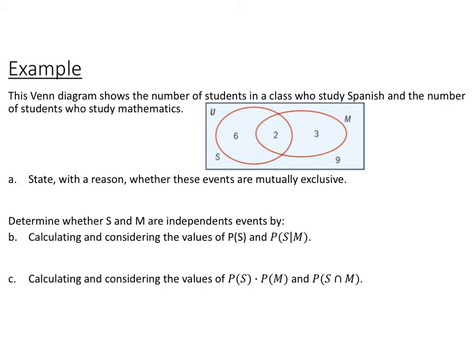So this next example, we have a Venn diagram of students in a class who study Spanish and the number of students who study mathematics. So first we want to decide whether or not these are mutually exclusive. And then after that, we're going to talk about independence. So you're going to decide whether or not these two events are independent 2 different ways. The first way is by calculating the probability they take Spanish and the probability that they take Spanish given that they take math. And then the second way is by calculating the probability they take Spanish times the probability they take math, and then finding the probability of the intersection. So using these probabilities and the information on the previous slide, determine whether these are independent, but before that, determine whether these are mutually exclusive and why.